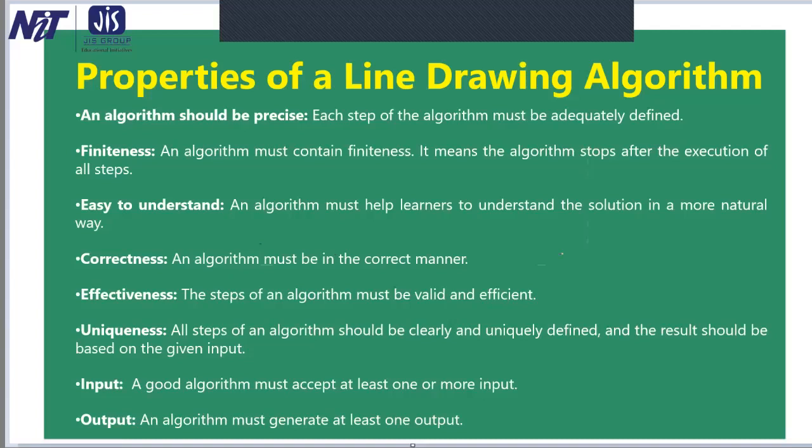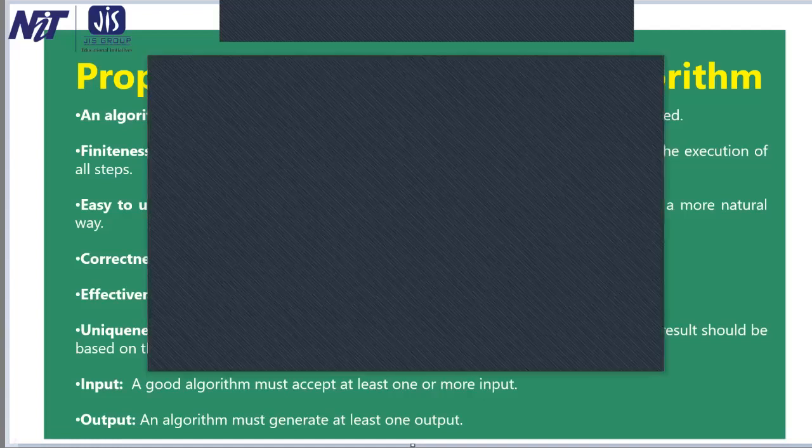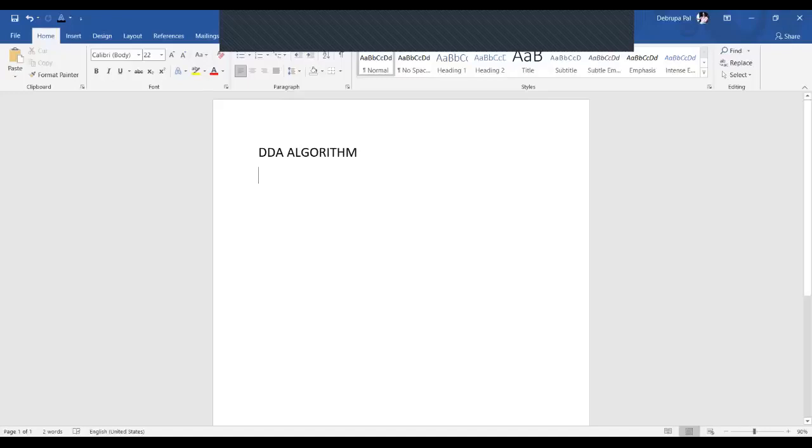Now let us see what is the DDA algorithm. We must note down the steps of the DDA algorithm. We need to write that a line connects 2 points. So it is considered as the basic element in graphics.